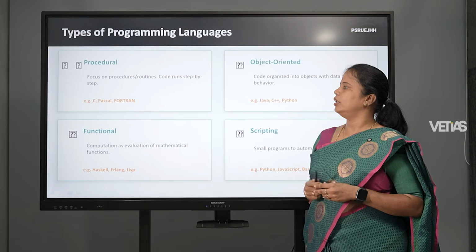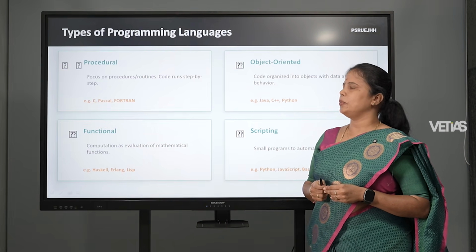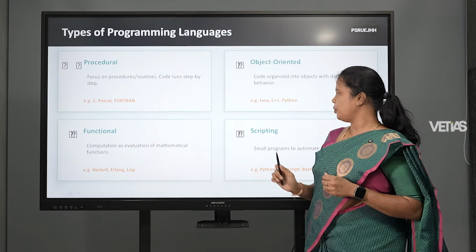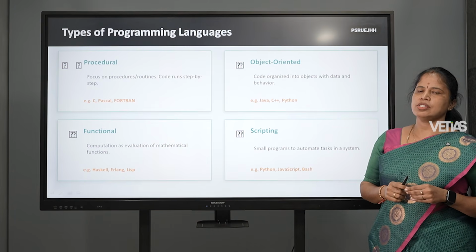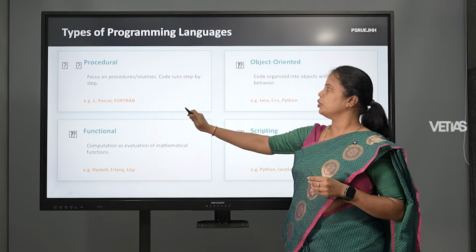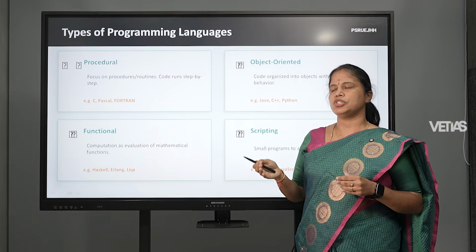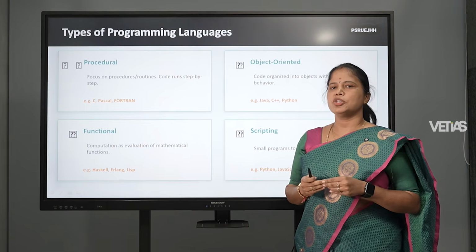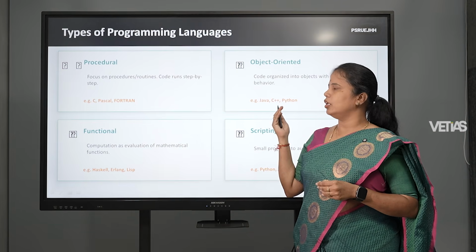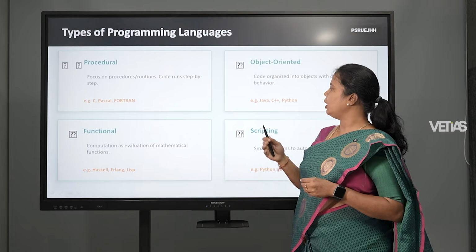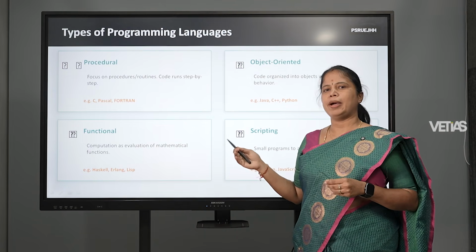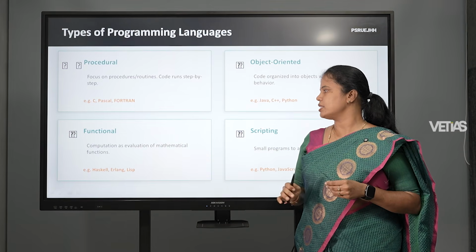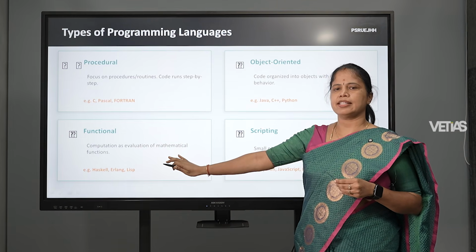The other types of programming languages are procedural language, object-oriented language, functional programming language, and scripting languages. In procedural programming languages, you completely deal with the modules or the procedures. Examples are C, Pascal, and Fortran, all of which come under procedural programming languages, where the code runs based on the modules. Then come functional programming languages, where mathematical functions are used for the computations. Here you have examples like Lisp, Haskell, etc.